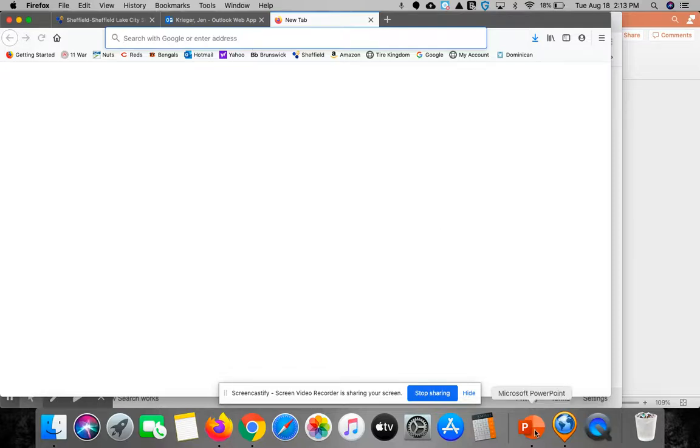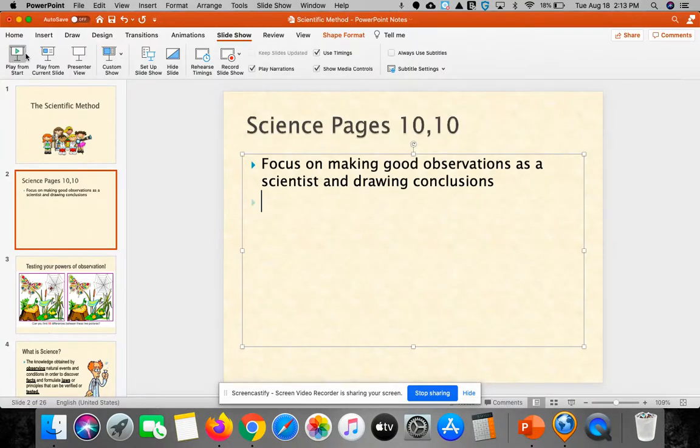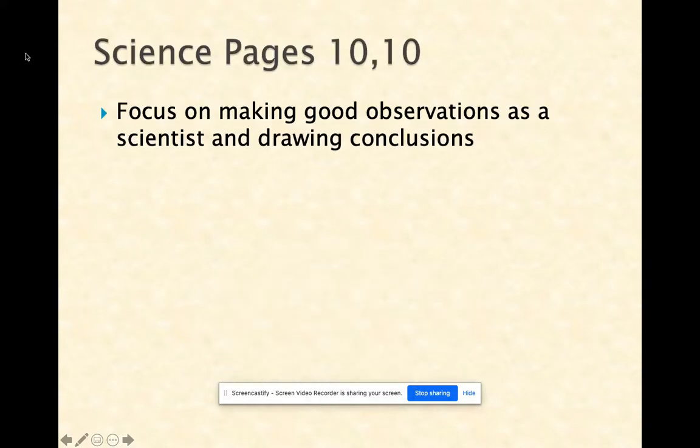All right, boys and girls, if you could follow along, we're going to finish up the first lesson of chapter 1 on what scientists do and make good hypotheses. They have to be good at making good observations, drawing conclusions, all in this lesson. So we left off on how we write a good hypothesis.